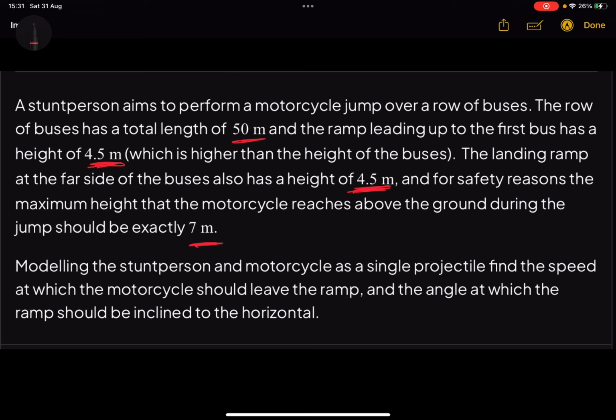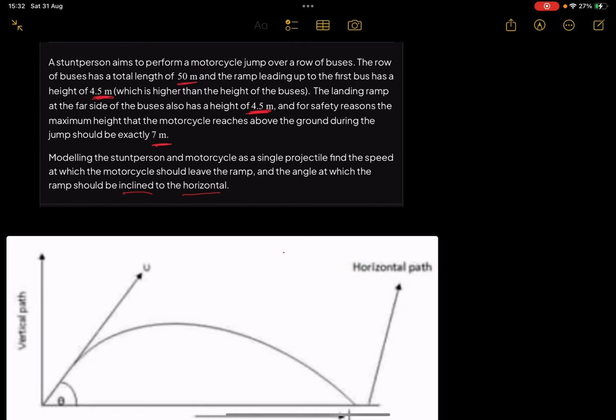So modelling the stunt person and the motorcycle as a single projectile, find the speed at which the motorcycle should leave the ramp and the angle at which the ramp should be inclined to the horizontal. Those are all our key information.